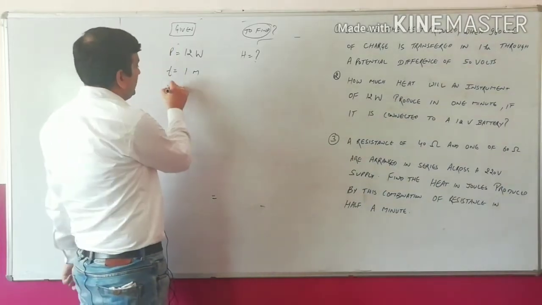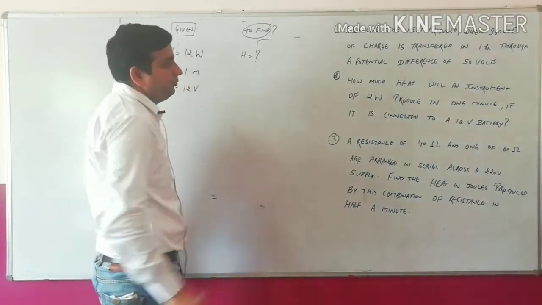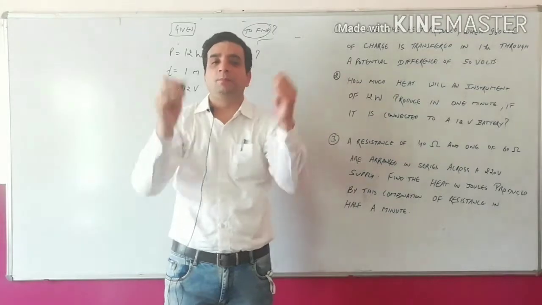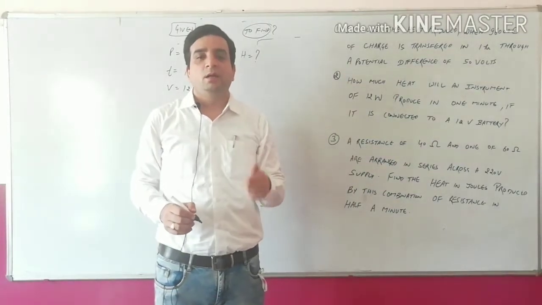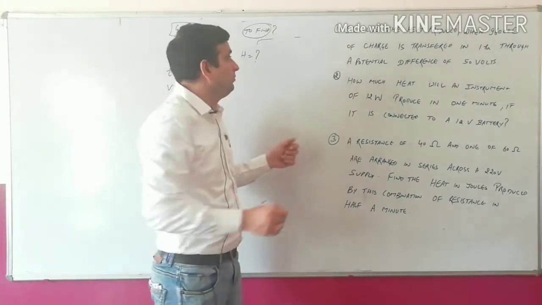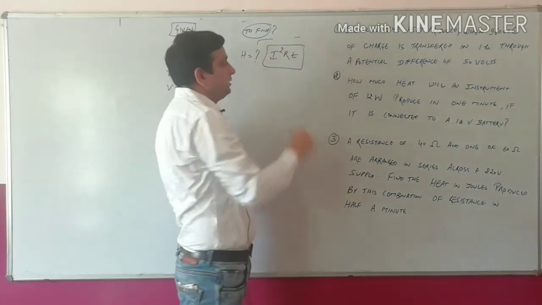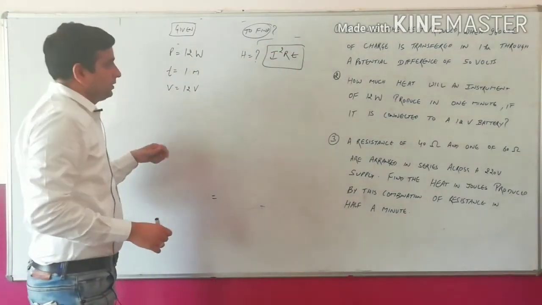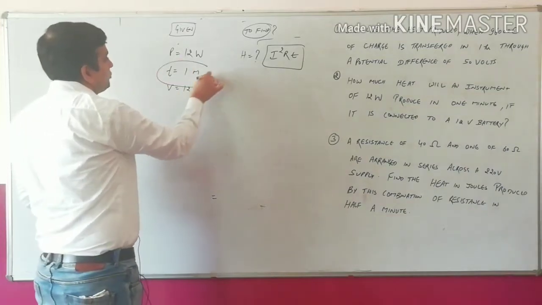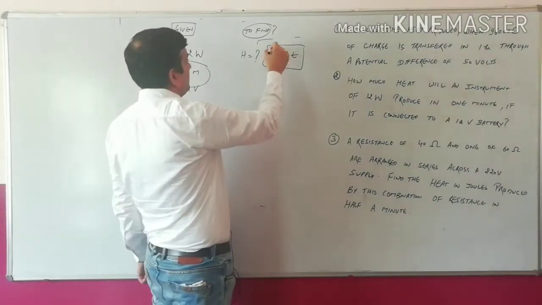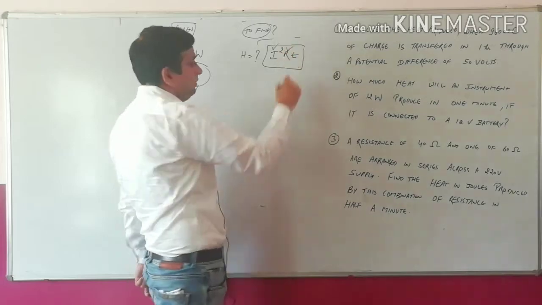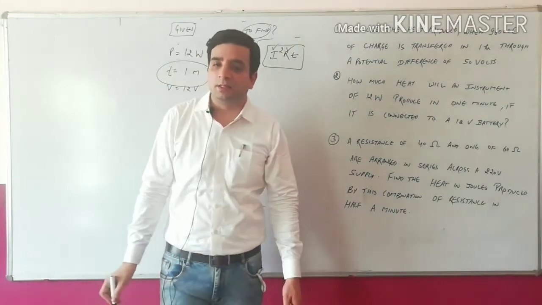If it is connected to a 12 volt battery. So what do we have? Power, time, and potential difference. What do we have to use? I square RT. So check what is given. We have nothing except time, so we have to calculate I and R.